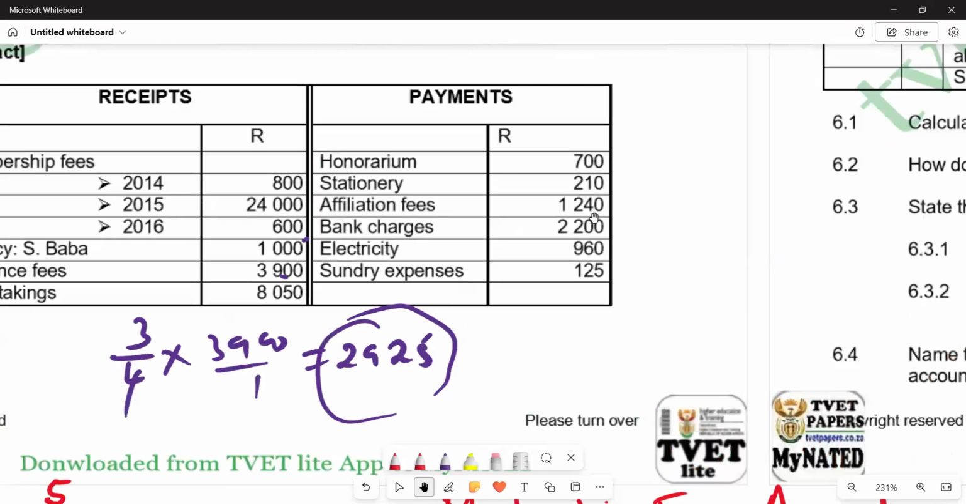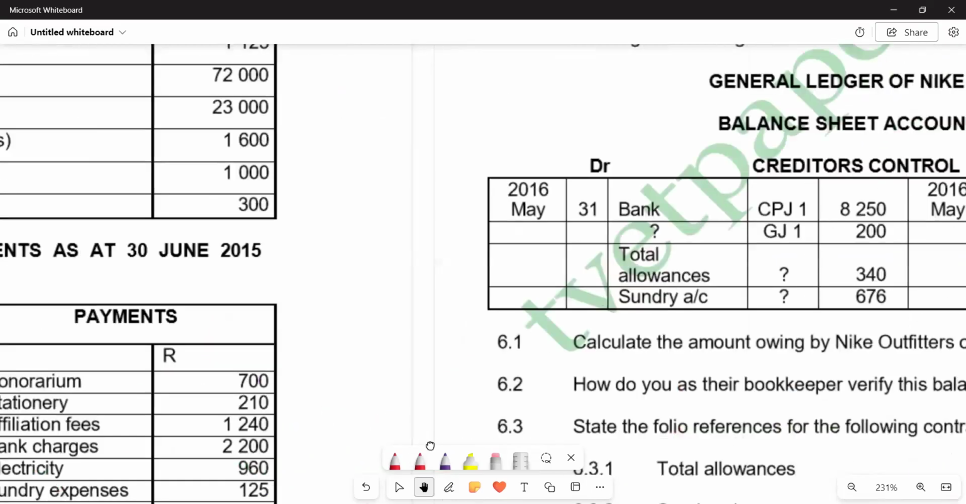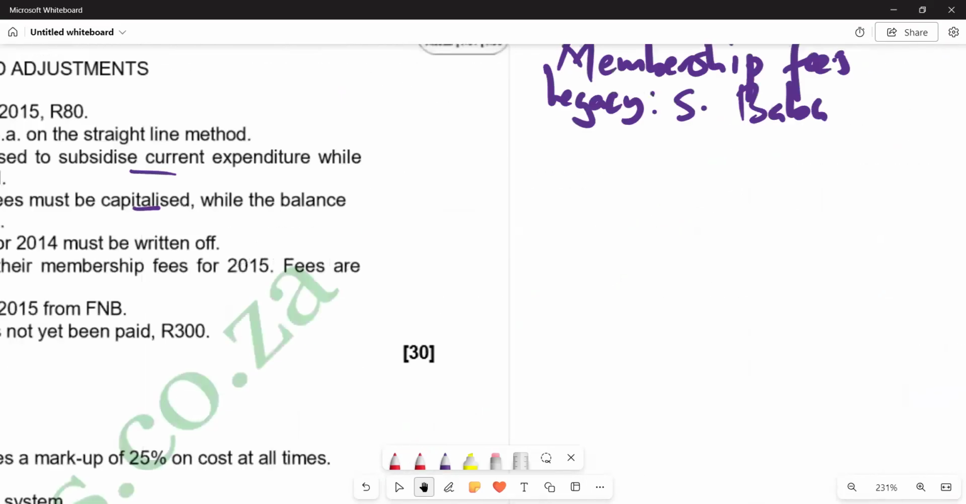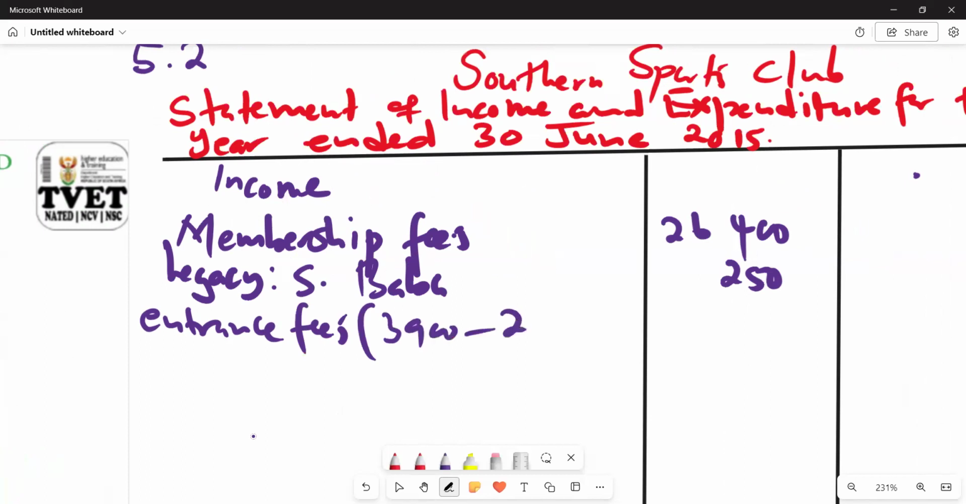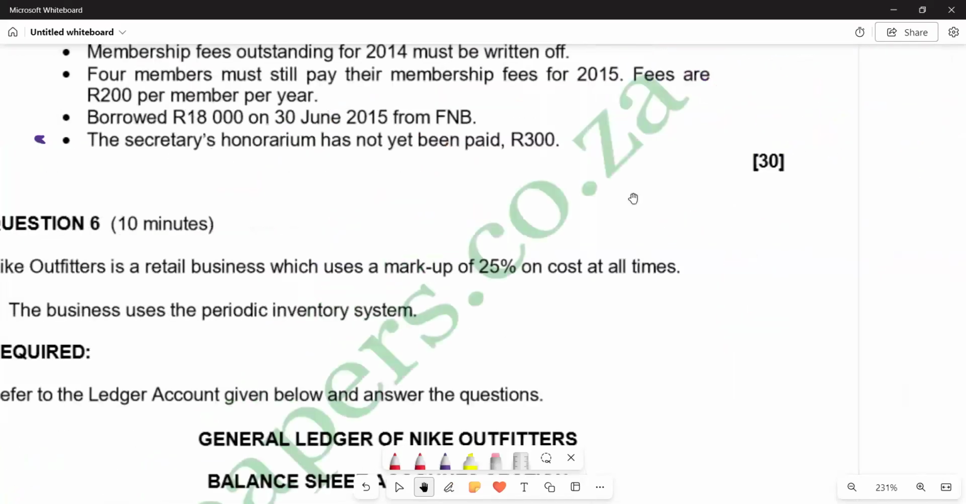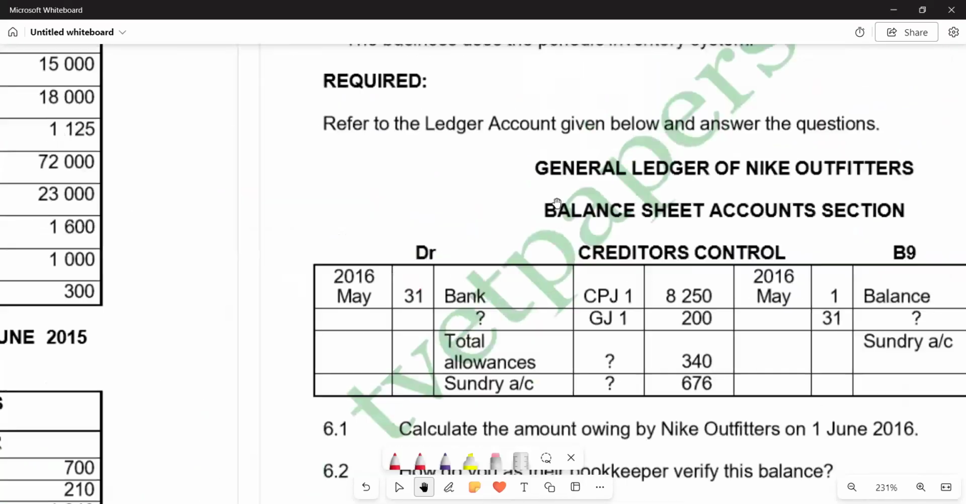So we are now saying entrance fees, and in brackets, we just summarize the working by saying 3,900 minus the one that is capitalized, 2,925. And then you're going to get your 975. And then we also go to the receipts and payments and see if you've got any other income that is there.